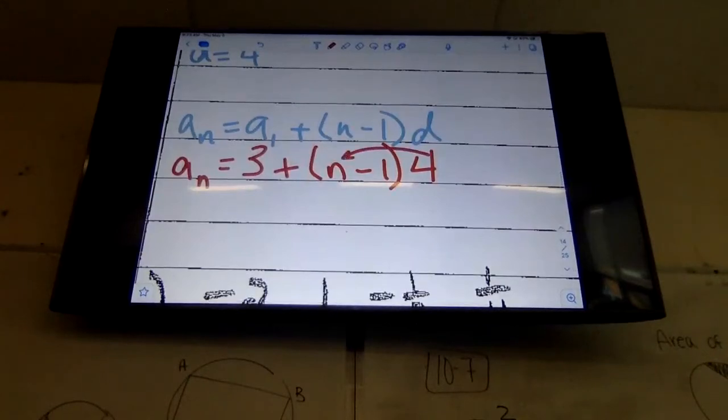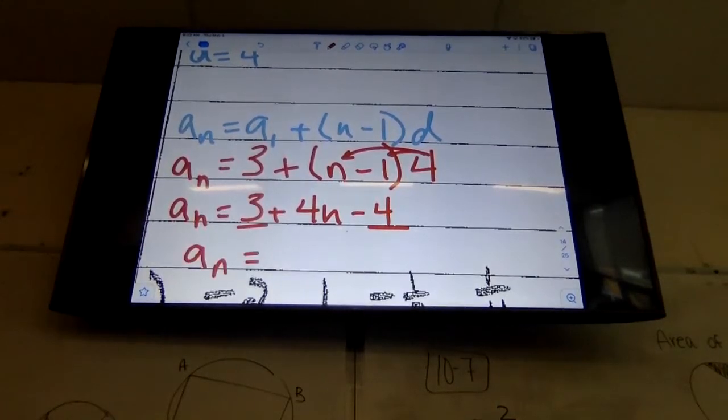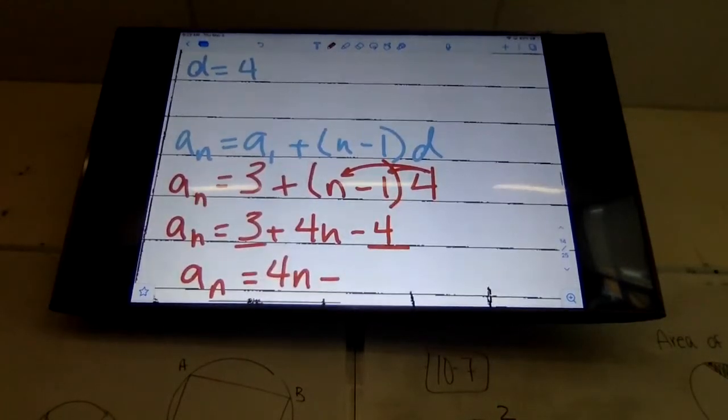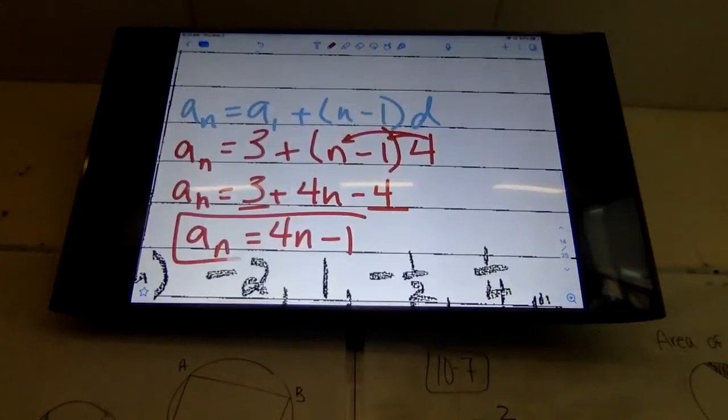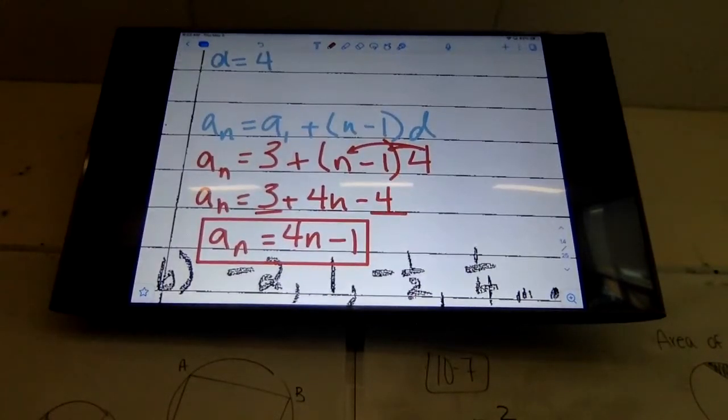So let's multiply 4 throughout. So A sub n equals 3 plus 4n minus 4. Again, we're just simplifying it as much as possible. And then last, we can add our common terms, 3 and negative 4, and we get 4n minus 1. You guys okay with using that formula? That's my explicit formula, yeah. That would be my answer if I asked for just an explicit formula.